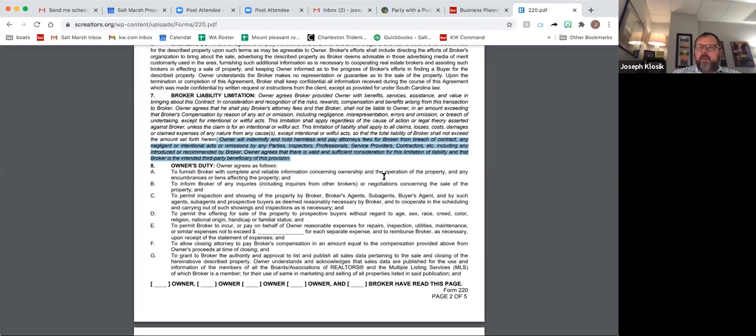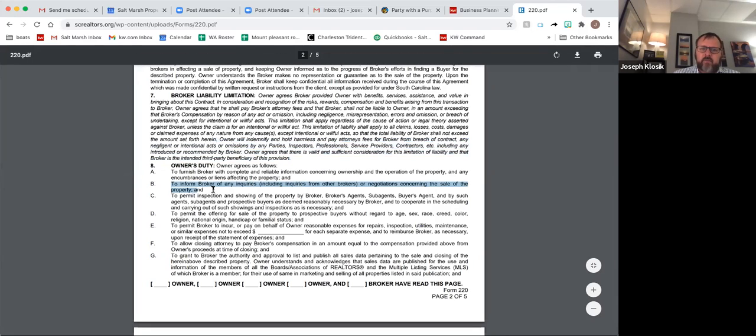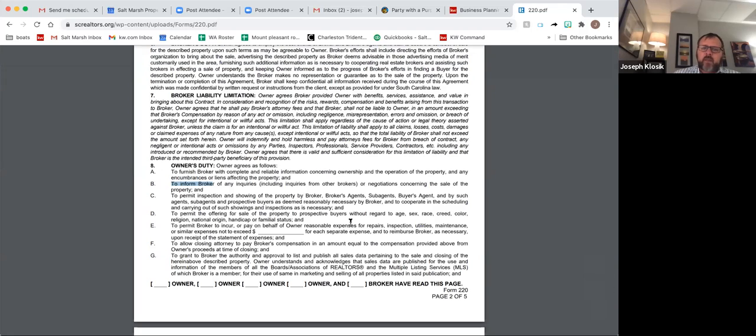And then paragraph 8 basically summarizes everything they're going to do. Make sure you have reliable information. This defaults to any inquiries coming in that you're going to immediately put them to me. You're going to permit inspections. We're going to offer the properties for sale to prospective buyers without any sort of discrimination.